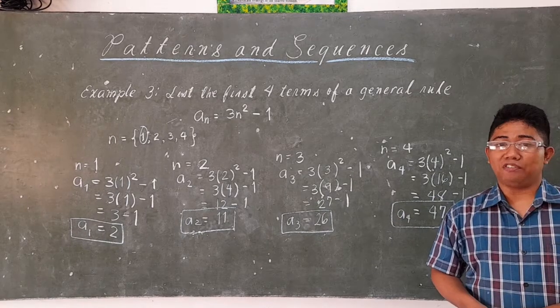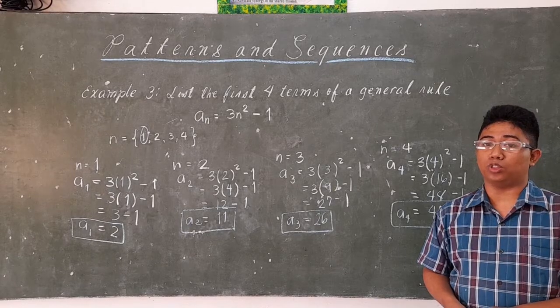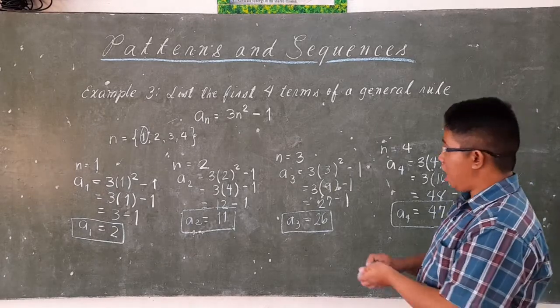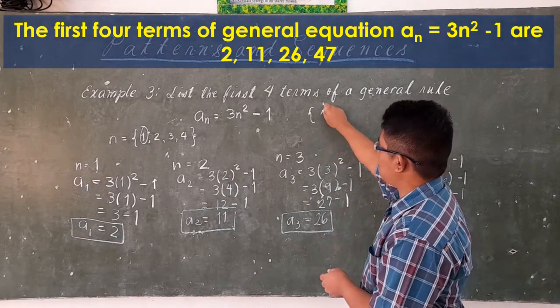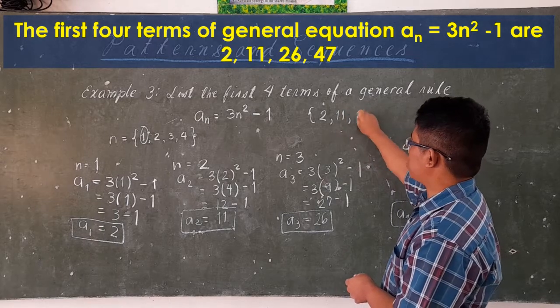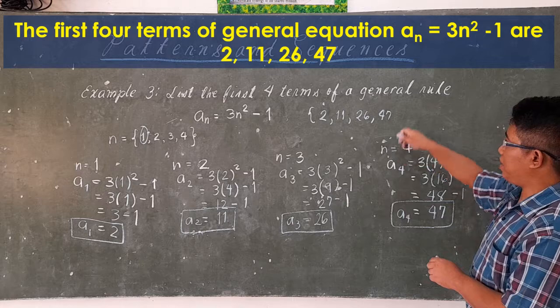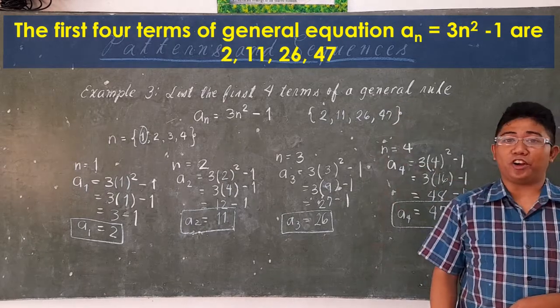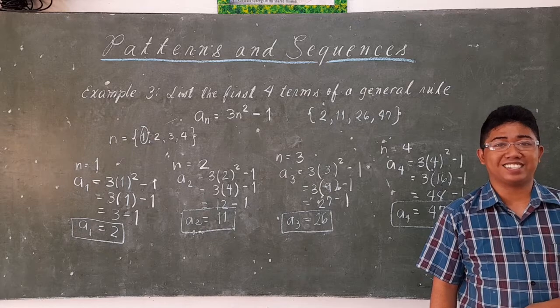Therefore, the first four terms of the general equation a sub n is equal to 3n squared minus 1 are the following. We have a sub 1 is 2, the second term is 11, the third term is 26, and the fourth term is 47. So here are the first four terms of the general equation. Did you get it, students?